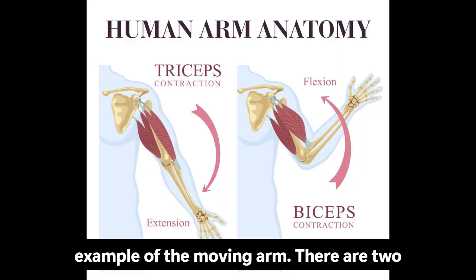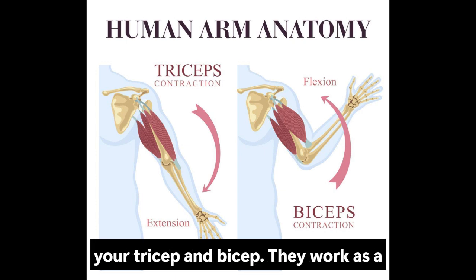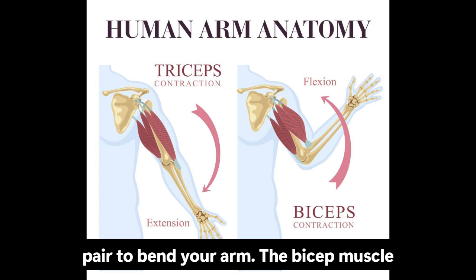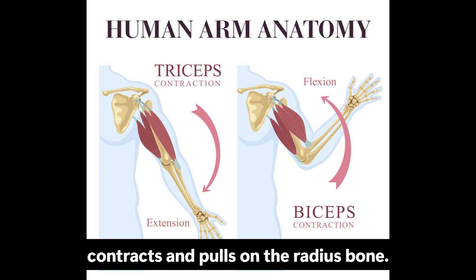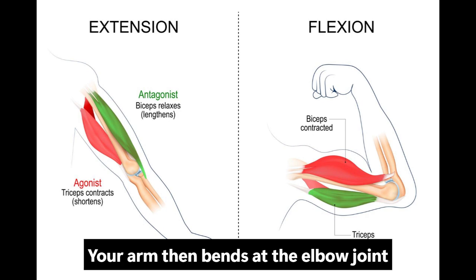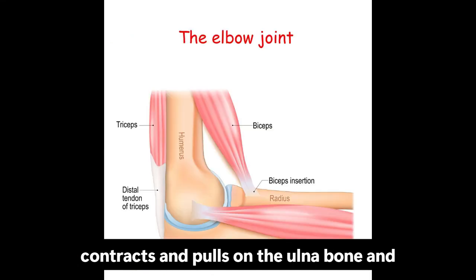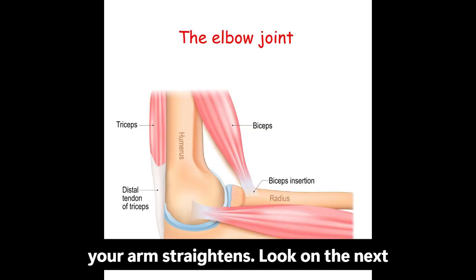Look at the example of the moving arm. There are 2 muscles which enable your arm to move, your tricep and bicep. They work as a pair. To bend your arm, the bicep muscle contracts and pulls on the radius bone. Your arm then bends at the elbow joint. To straighten your arm, the tricep muscle contracts and pulls on the ulna bone, and your arm straightens.